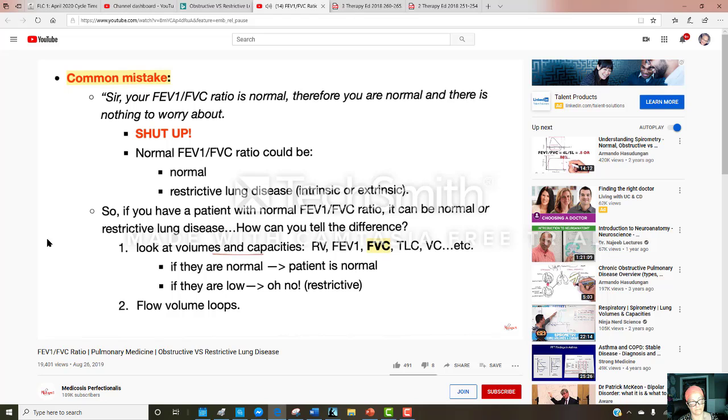If it's a restrictive lung disease, all of them are going to be decreased. That's restrictive. If they are normal, the patient is normal. If they are low, oh no. And second thing, you can do flow volume loops.